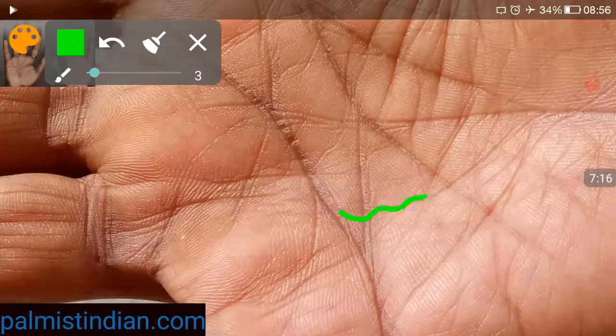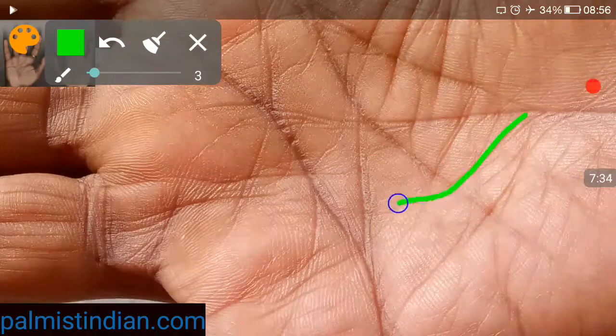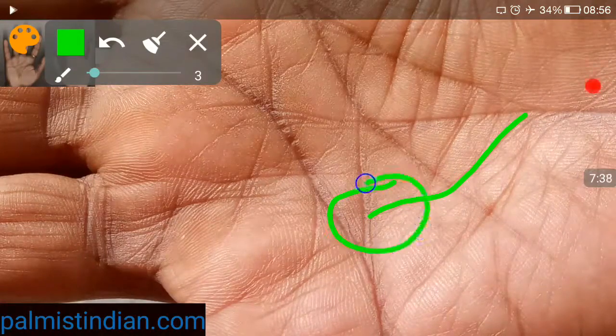wavy lines are not basically good, because it doesn't give results. It basically swings a person from one end to the other, and the person is not able to concentrate on his work. So this is what the hand is showing. So the period when it is not good with this particular line is between the age of 44 to 51.